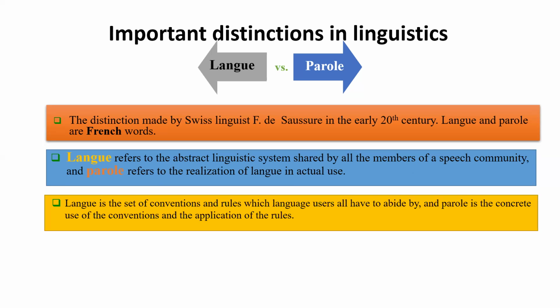Langue is a set of conventions and rules which language users all have to abide by, to comply with, or just obey. And parole is the concrete use of the conventions and the application of the rules.